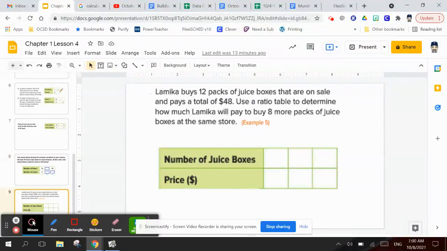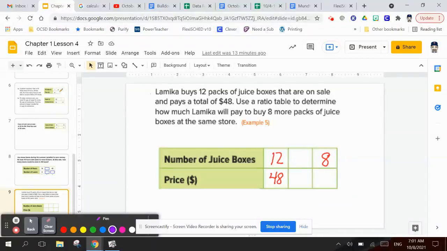So the last one says Lamika buys 12 packs of juice boxes that are on sale and pays a total of $48. Use a ratio table to determine how much Lamika will pay to buy 8 more packs of juice at the same store. So we have the number of juice boxes. How many boxes did she buy? She bought 12. How much did she pay for that? Well, she paid $48. So we want to know how much it will cost to buy 8 more.